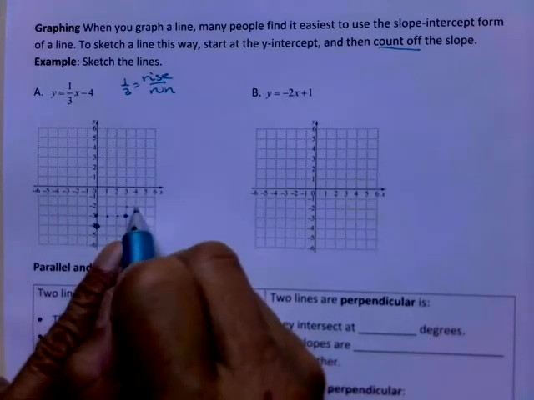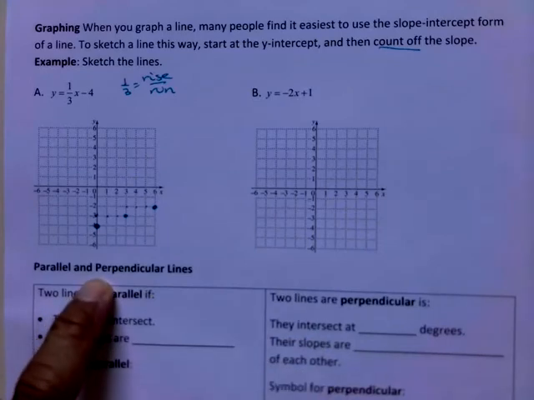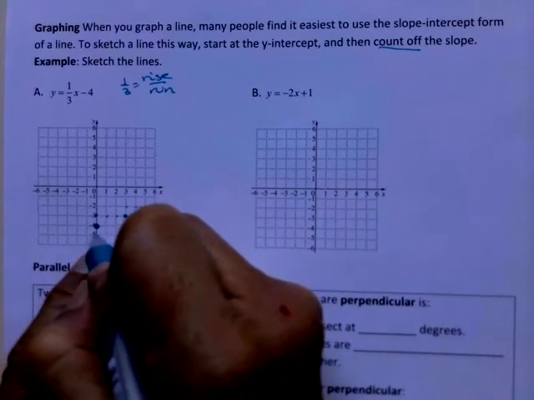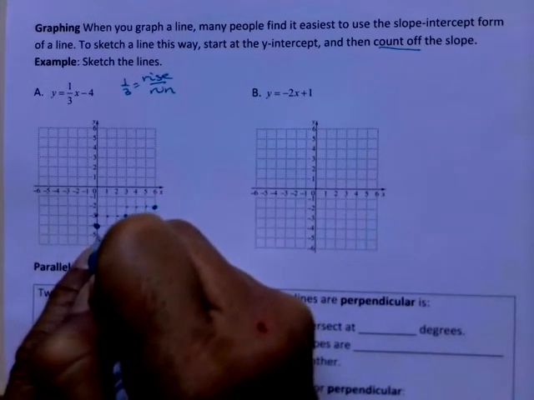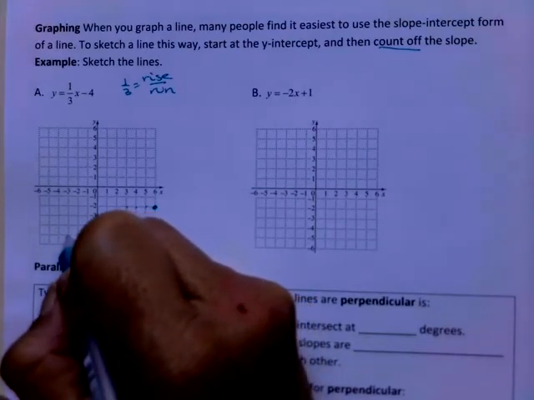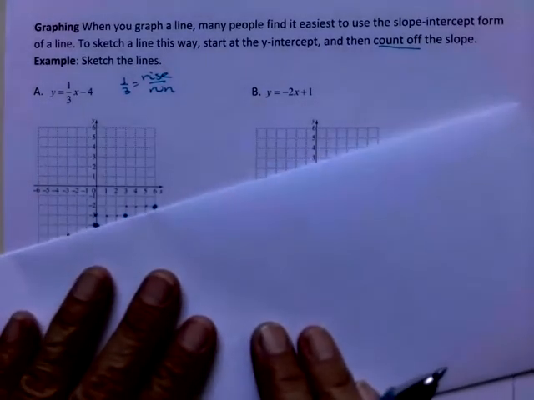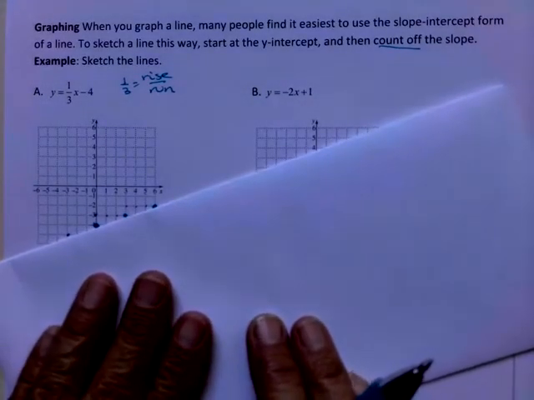Up 1, right 3. Now you can also go down and left. Can you see that that's going to get to the same point? So down 1 and then left 3. 1, 2, 3. So I just went and grabbed an envelope so I could have a straight edge. Let's connect those points.